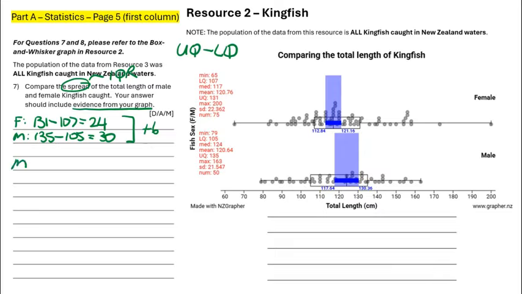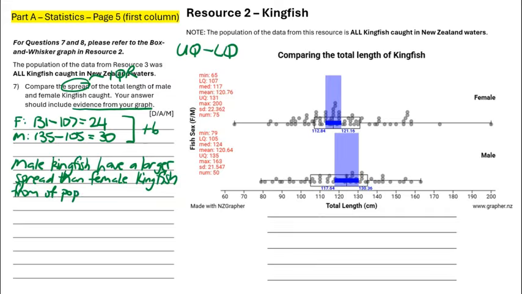So we've got, male kingfish, oh, I spelled that wrong. Male kingfish have a larger spread than female kingfish from our population. Oh, actually, we don't need to do that population stuff, do we? Because it's based on a sample. So from our sample.